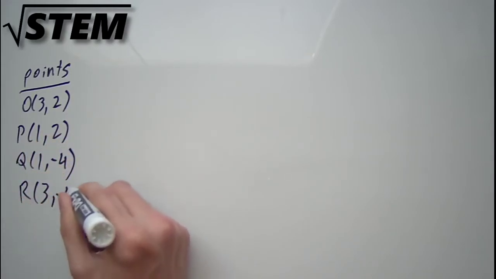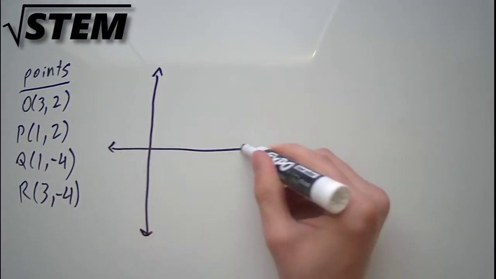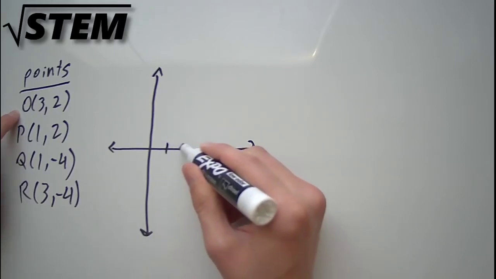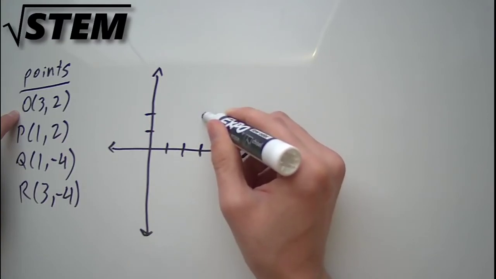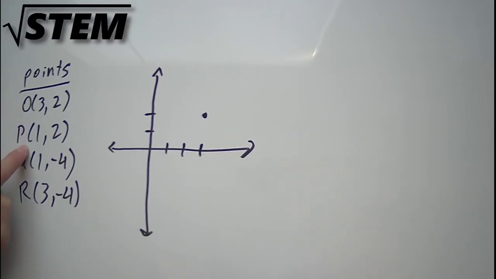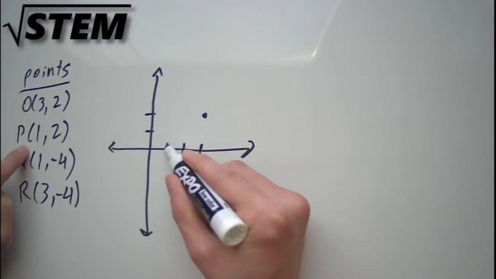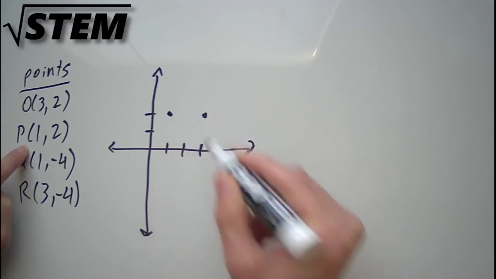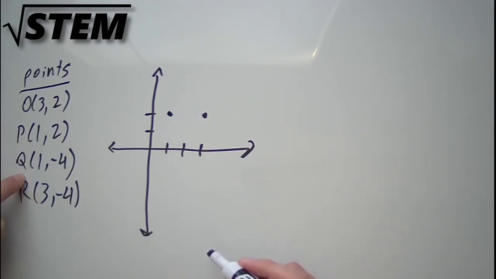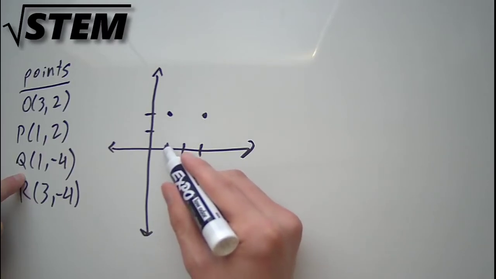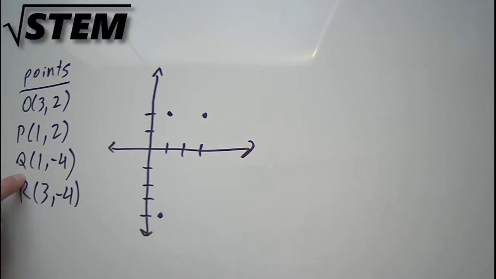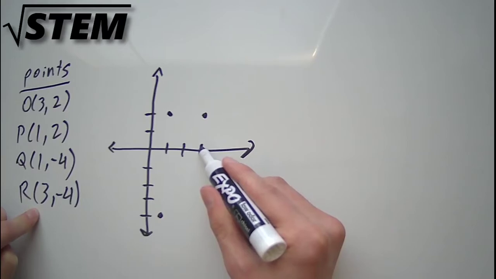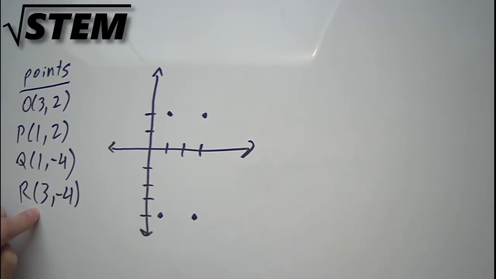If we start with point O, we see that it's at x equals 3 and y equals 2. Then point P is at x equals 1 and y equals 2. Point Q is at x equals 1 and y equals negative 4. And finally, point R is at x equals 3 and y equals negative 4.